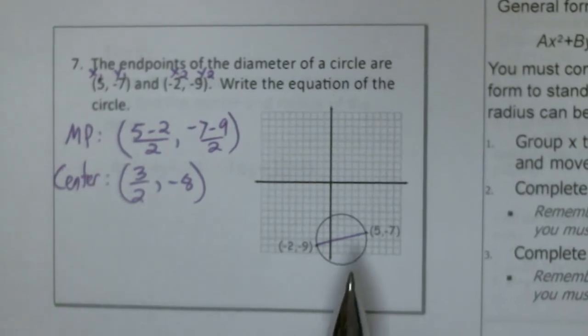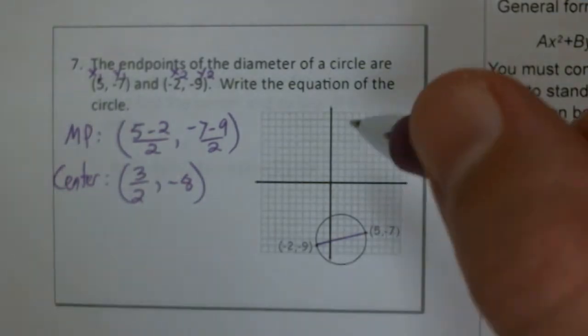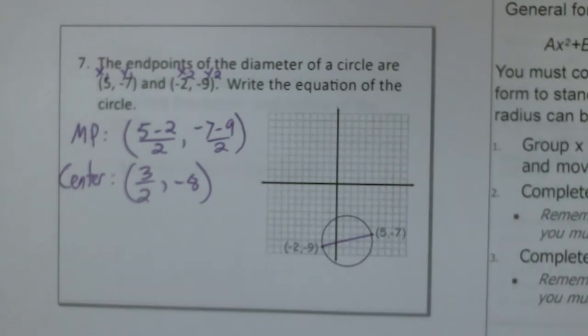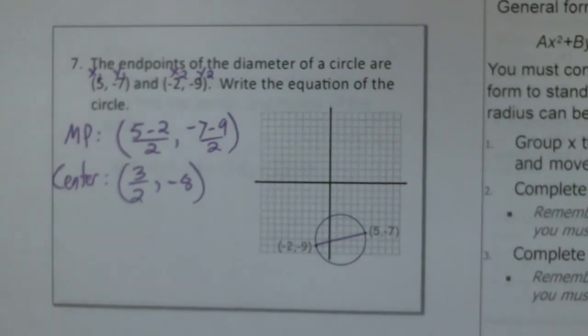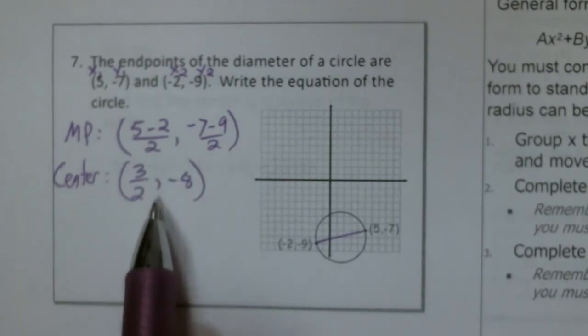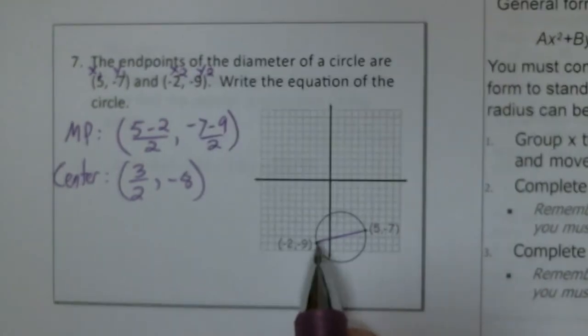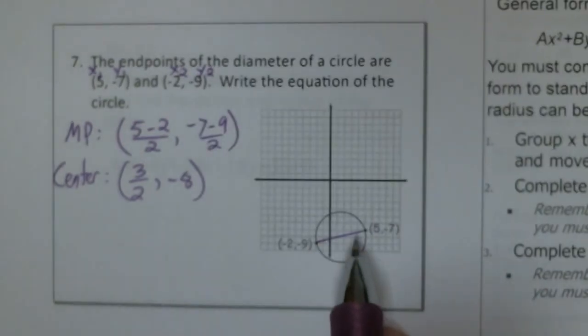Okay, look at your graph. Do you buy that? Does that make sense? 1.5 and then down 8? Yeah, that makes sense. Always check your answer and make sure it makes sense. Okay, so that gives me the center. Now I need the radius. To find the radius, don't I need the whole diameter?